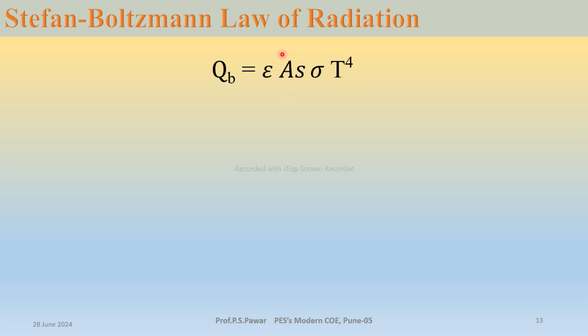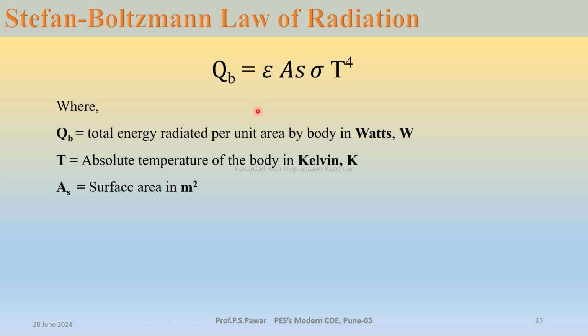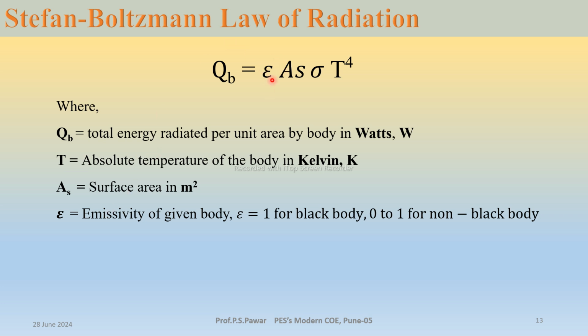Sigma is the constant in the Stefan-Boltzmann law of radiation, which is also known as the Stefan-Boltzmann constant. Here Qb is the total energy radiated by the body in watts. T is the absolute temperature of the body in Kelvin. As is the surface area of the wall in meter square, and epsilon is the emissivity of the surface. The emissivity value for the black body is equal to 1, and for non-black bodies it lies between 0 and 1.